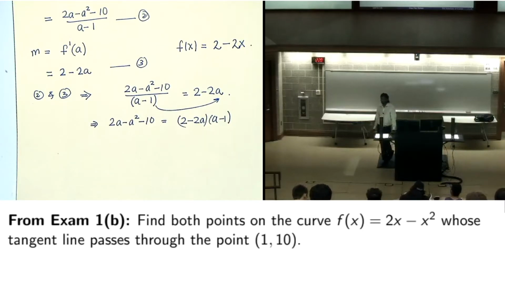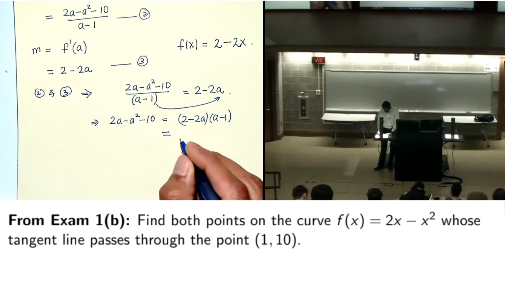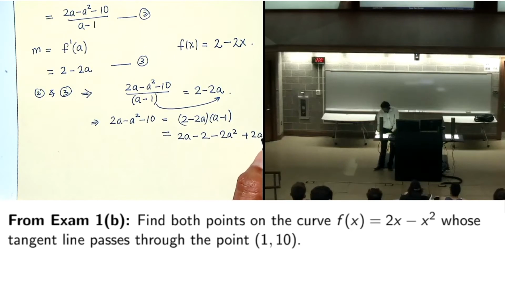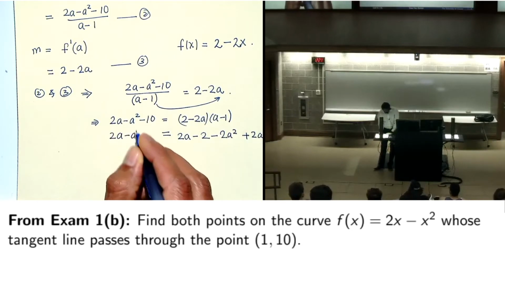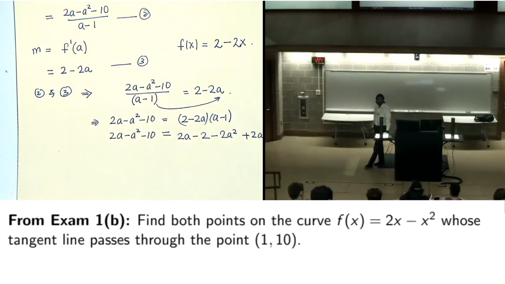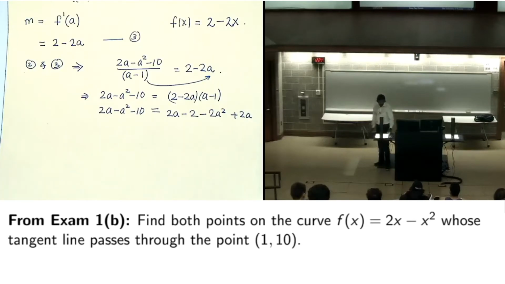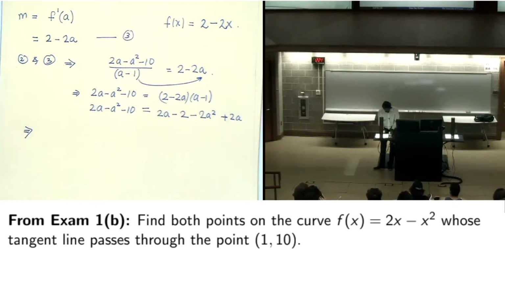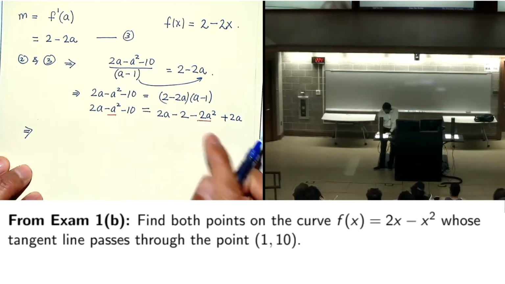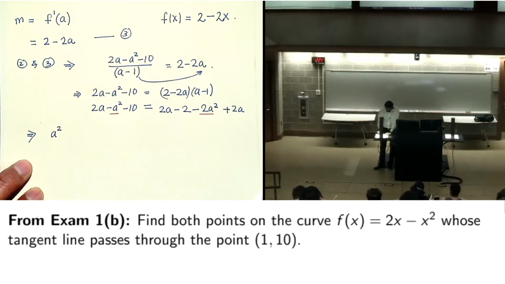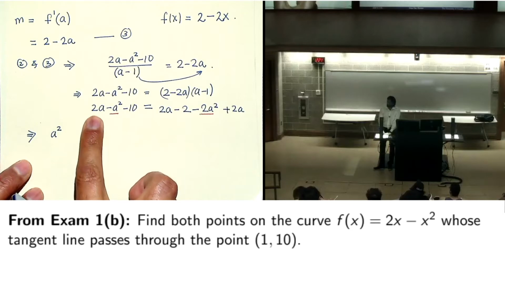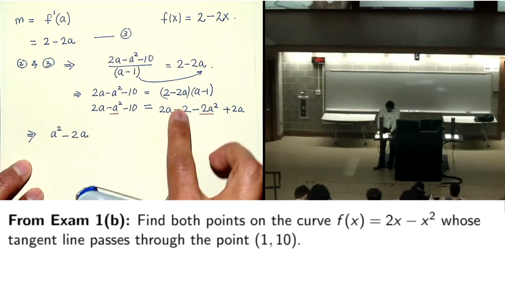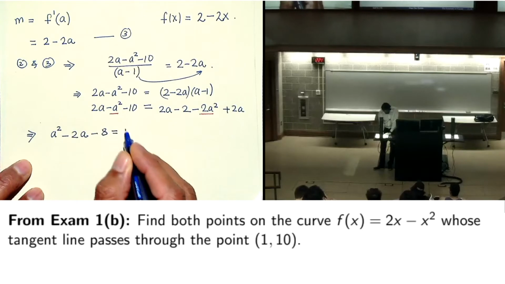Because I want to find a quadratic equation in a, I will FOIL this thing out. This is going to be 2a minus 2 minus 2a square plus 2a. And that's going to be 2a minus a square minus 10. I just FOIL this thing out and try to simplify as much as I can. Okay, let's move everything to one side. If I add 2a on both sides, I'm going to get a square. So this plus this is a 4, and that is a 2. So if I subtract 4, I'm going to get minus 2a. And this is a 10. If I add 10, it's going to get 8 is equal to 0.